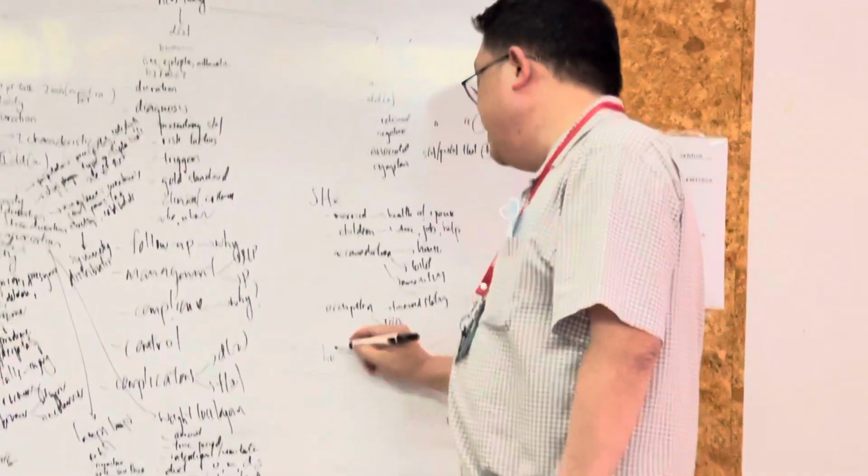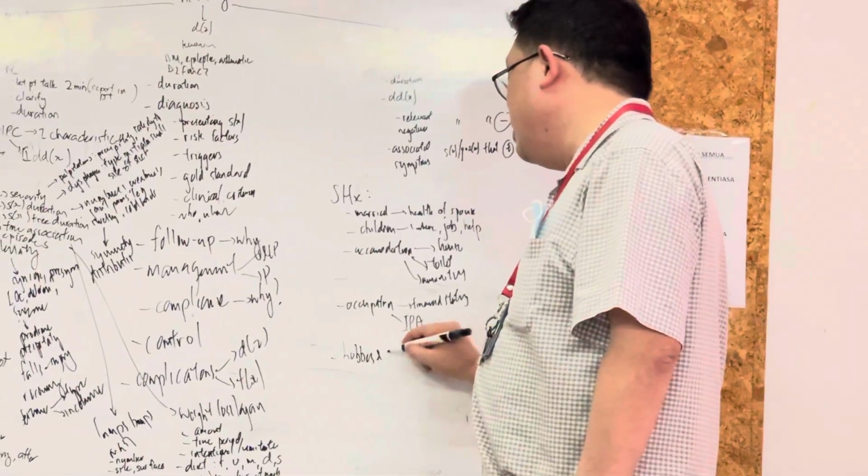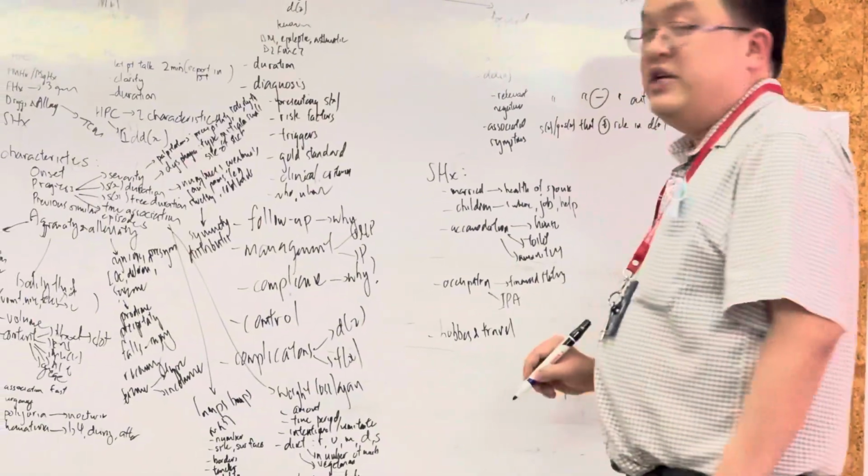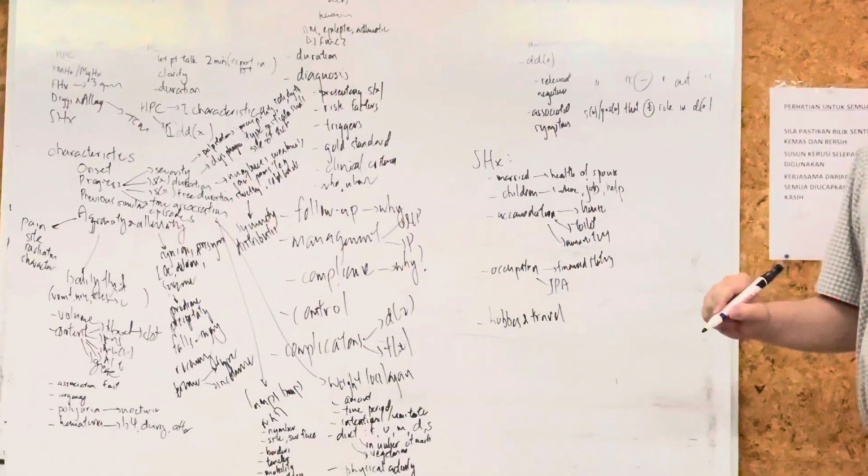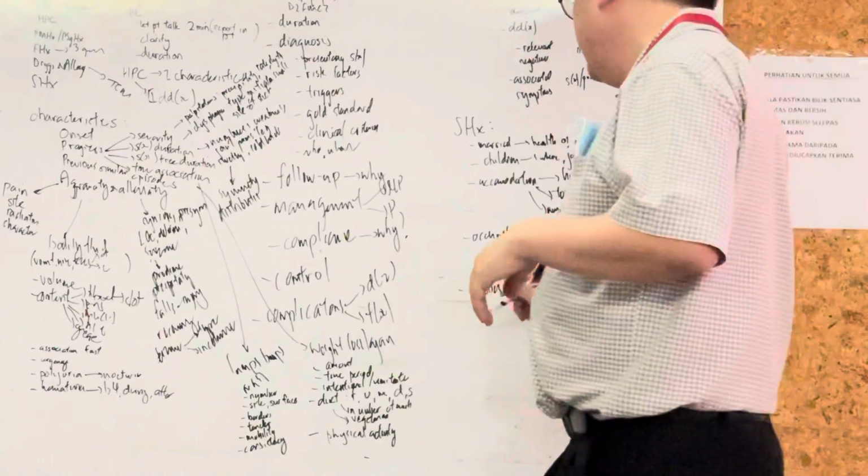Hobby. Hobbies. Remember, a lot of things are here. Hobbies, travel. Okay, eat street food. Went to India, ate street food. Come back now, chronic diarrhea. Okay, some more.